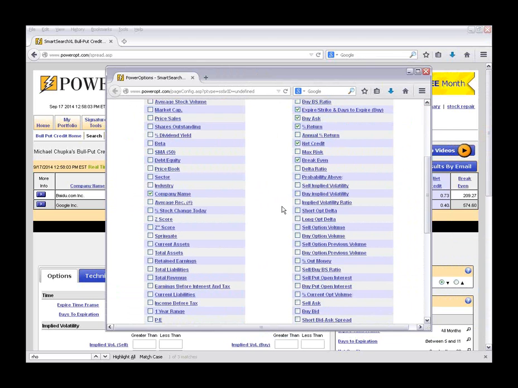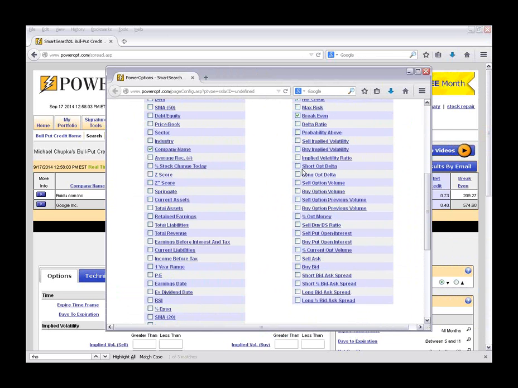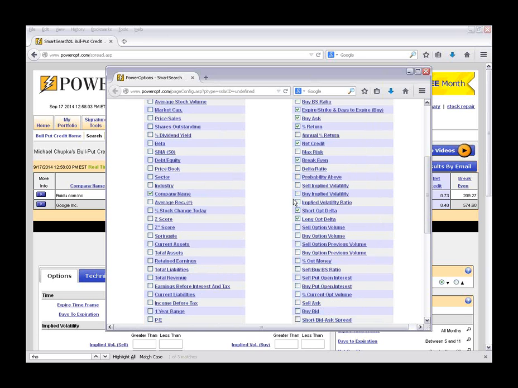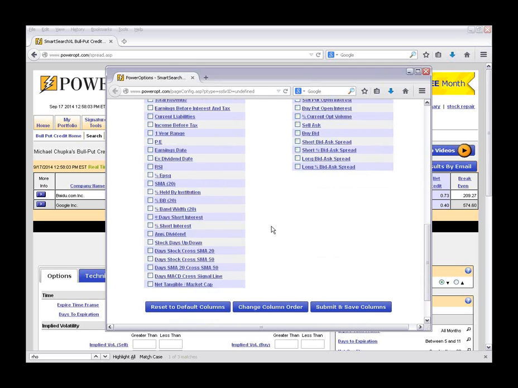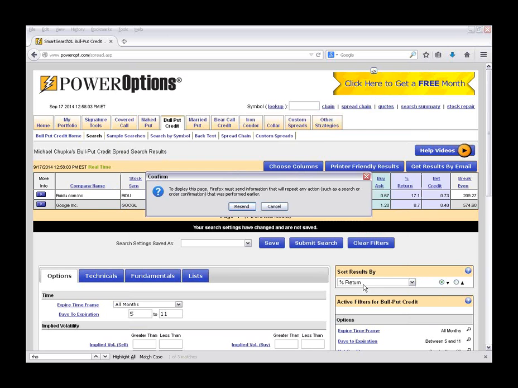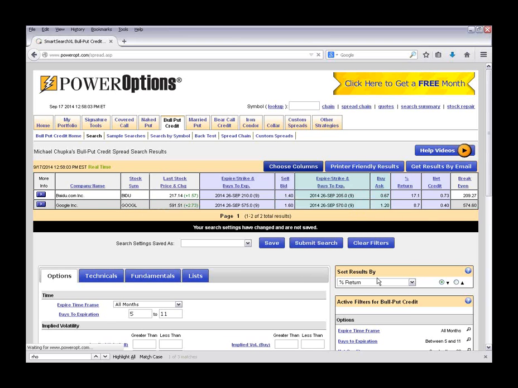So what I want to see now is my short option delta, my long option delta, and we could look at the open interest and so forth. But anyway, I'm just going to look at the sell implied volatility and the buy implied volatility, and we'll put in the implied volatility ratio as well between the 2 options. That's actually sort of more important when you're looking at a spread trade. But let's go ahead and save those and take a look.